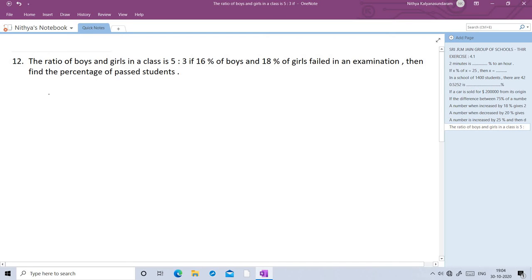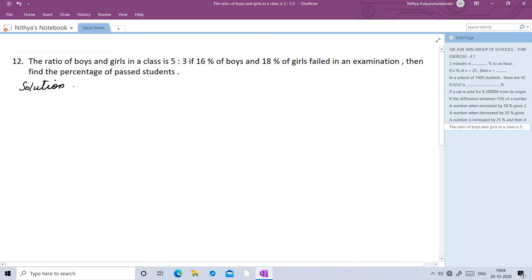Next question. The ratio of boys and girls is 5:3. If 60% of boys and 18% of girls failed in the examination, then find the percentage of passed students. So the ratio is given. So 5:3, boys is 5, then girls is 3. Then 60% of boys and 18% of girls failed in the examination. Find the percentage of passed students.